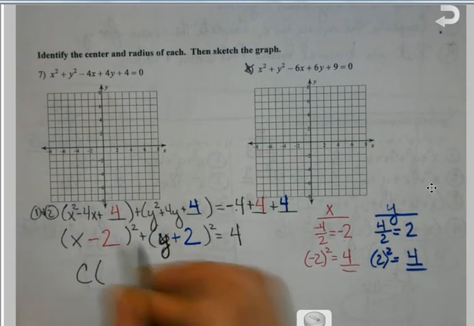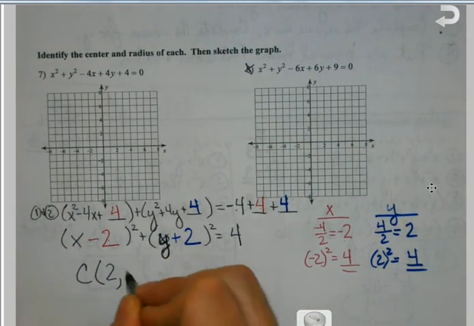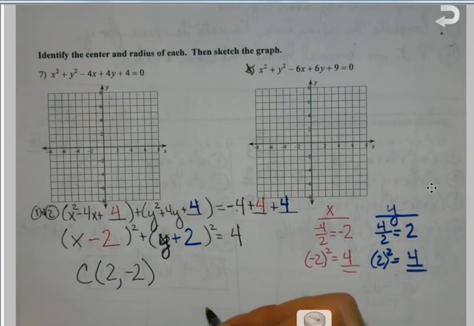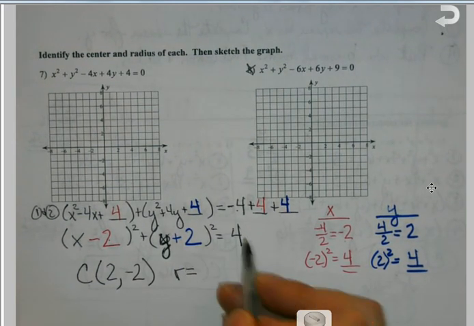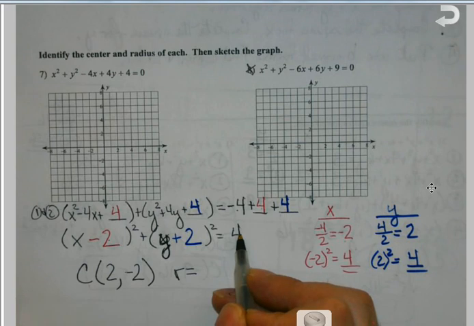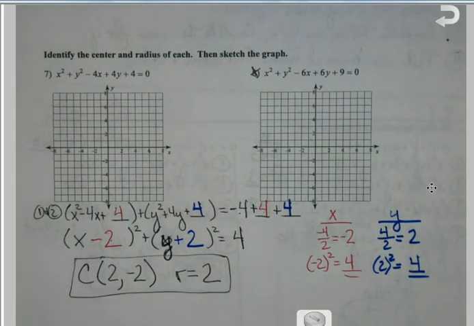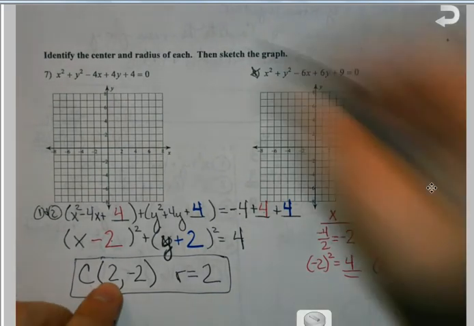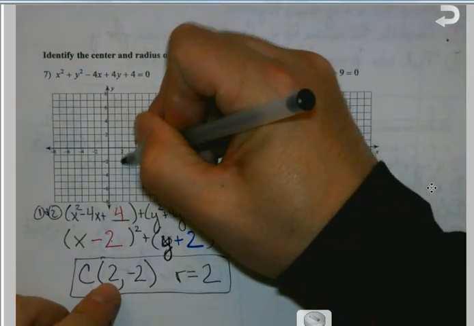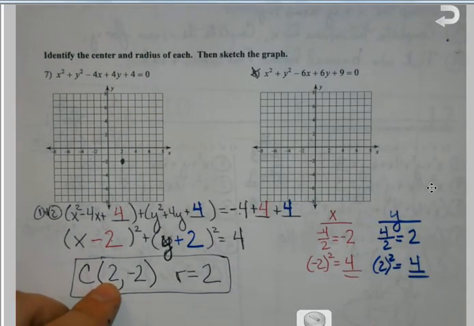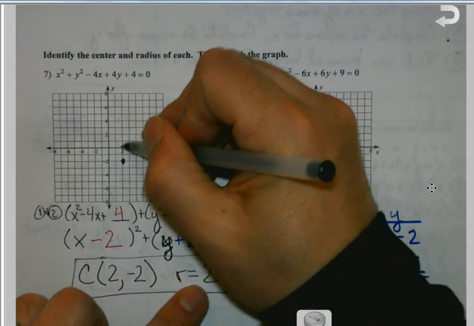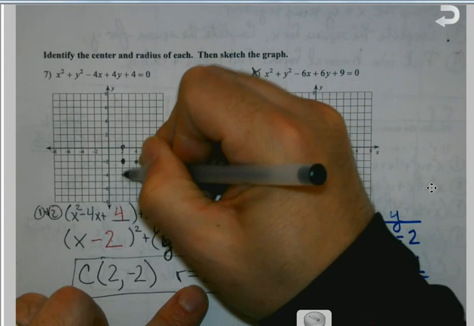My center would be 2, negative 2. And my radius would just be the square root of what my answer is. So the square root of 4 is 2. And then it's just kind of reviewing or rewinding back to what we did before when we were doing circles. I'd plot my center. And then to actually get kind of an outline for my circle, I'm going to go 2 in each of my directions.